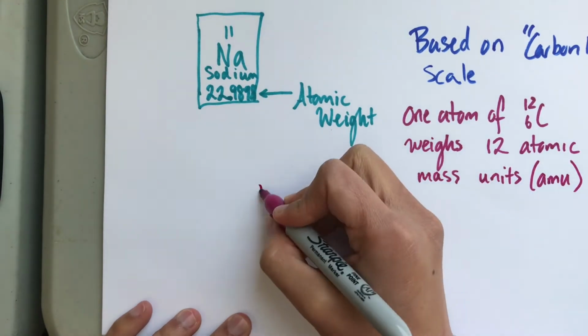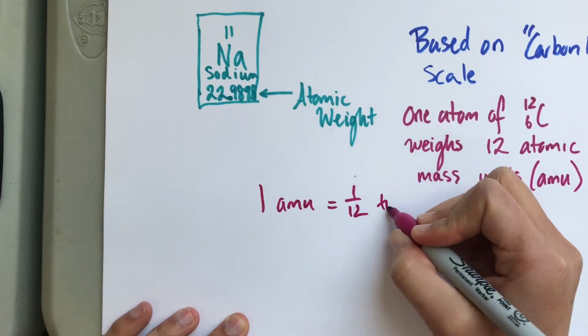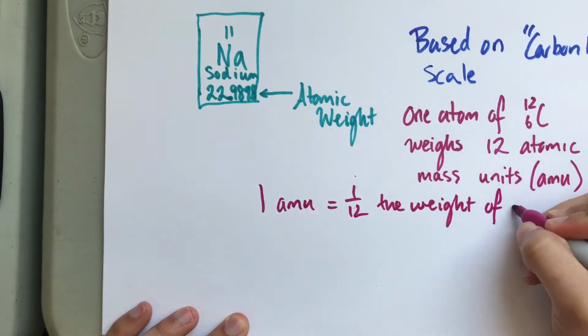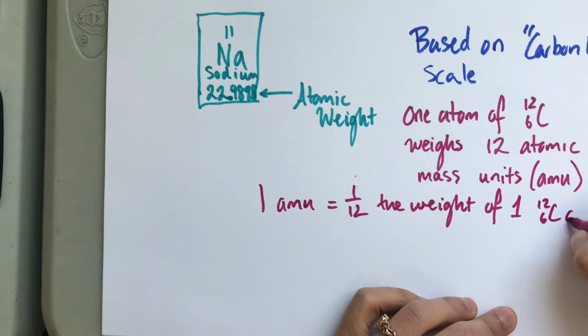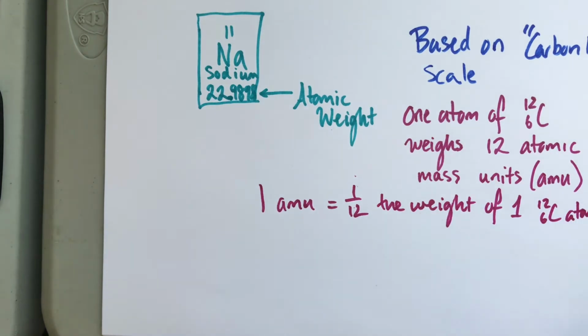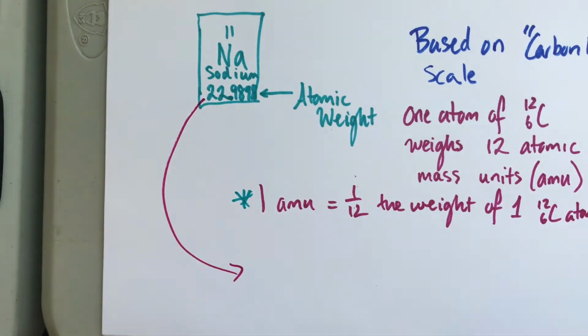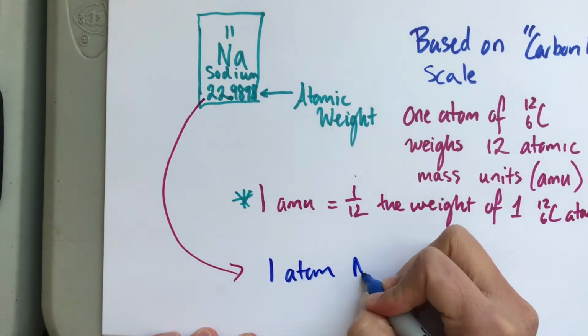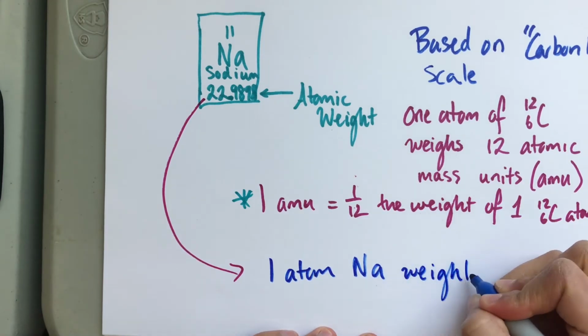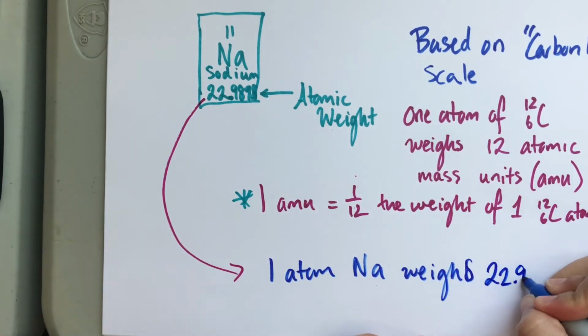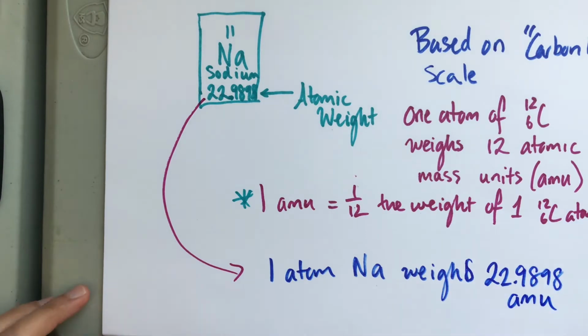It's just like any other unit, like a pound or a gram. It's just a way of measuring something. One AMU is equal to 1/12 the weight of a carbon-12 atom. That's important to note. So if we take sodium and ask what its atomic weight is, one atom of Na weighs 22.9898 AMUs.